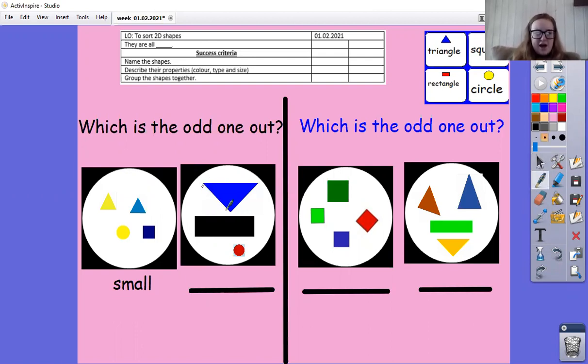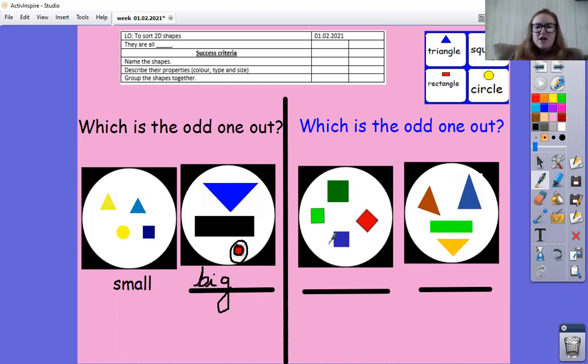Well, this shape here is quite big, and this shape here is quite big, but this shape here is quite small. And if this group here is a small group, then this shape group is probably the big group, but this shape does not fit because it is small. So this is the odd one out, and this group should be big. So we have a group of small shapes, a group of big shapes, and this is the odd one out. It does not fit in with the rest of these shapes.